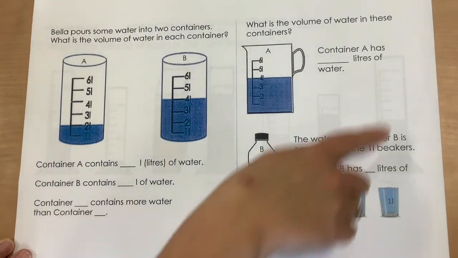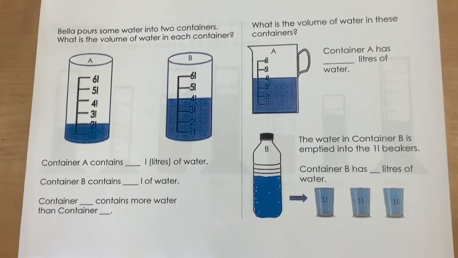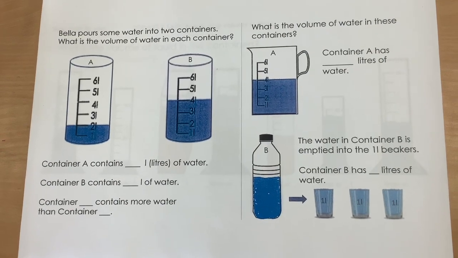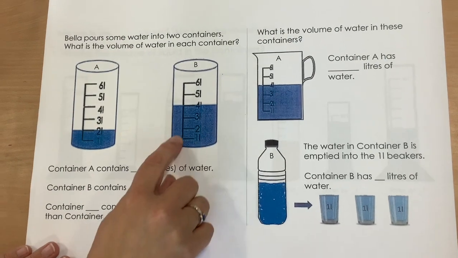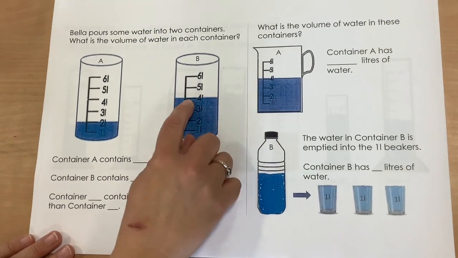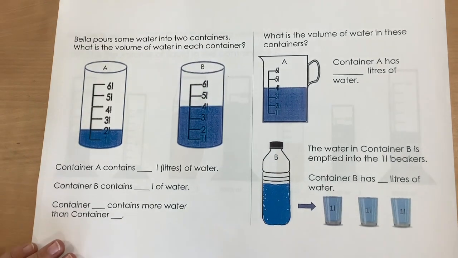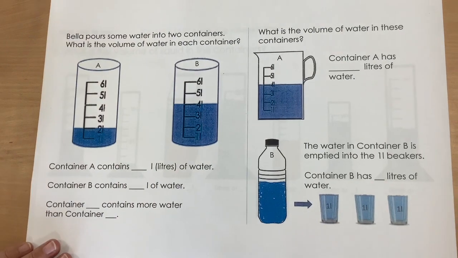Pause the video and see if you can have a quick look over the rest of the questions and answer them, and then we'll come back and do it together. So container B contains 4 litres of water because that's where the volume of the water reaches on the scale. So therefore we can say container B contains more water than container A.